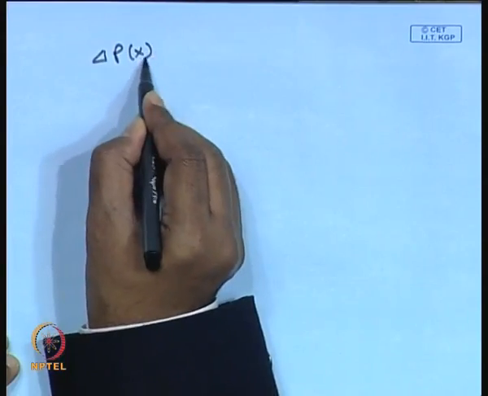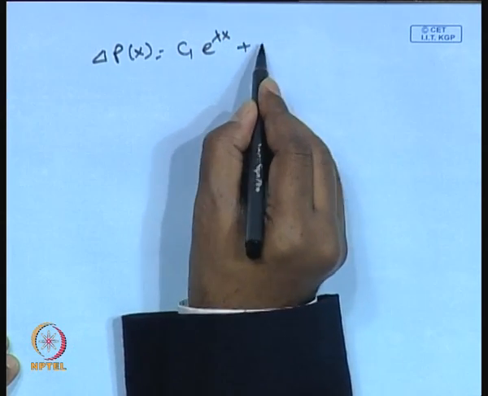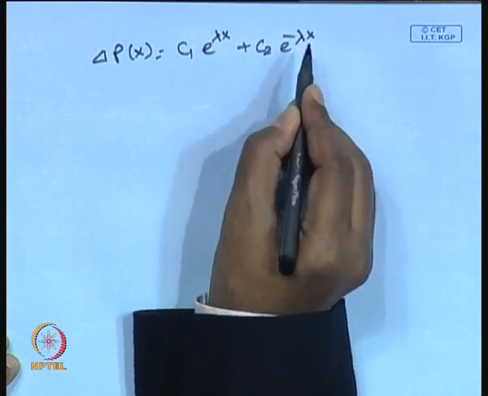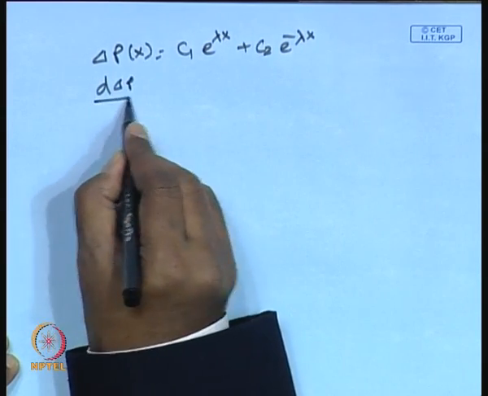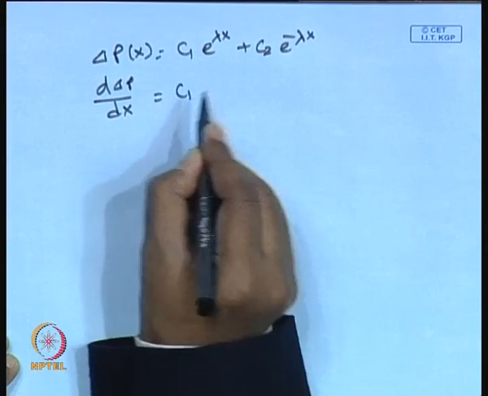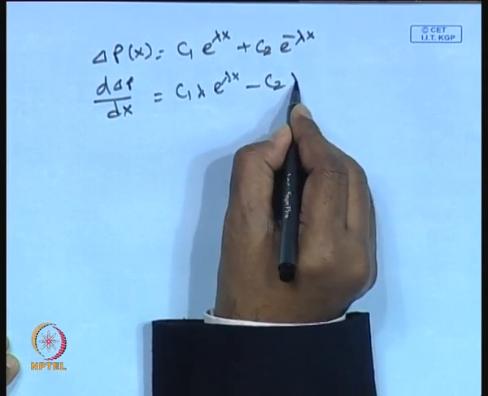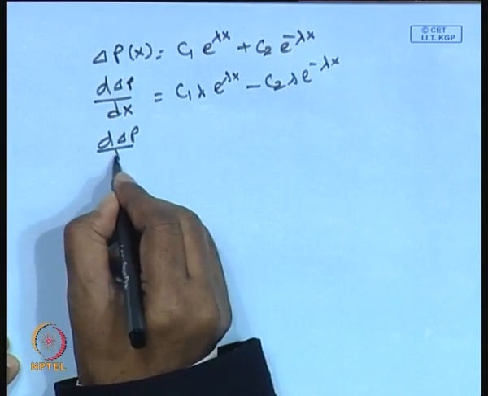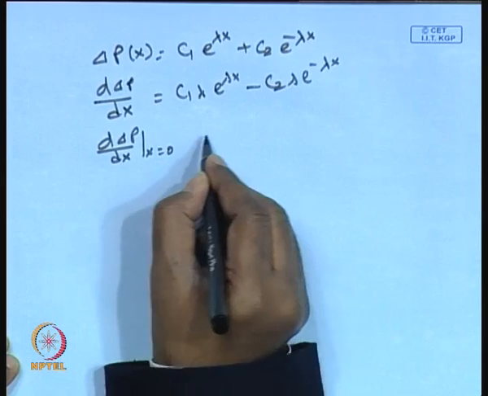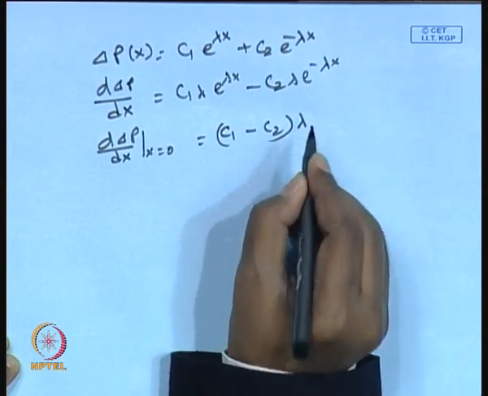Delta p(x) is equal to c1 e to the power lambda x plus c2 e to the power minus lambda x. So, the derivative of that will give you d delta p/dx is equal to c1 lambda e to the power lambda x minus c2 lambda e to the power minus lambda x. Evaluate this at x is equal to 0. So, you will be getting (c1 minus c2) times lambda.